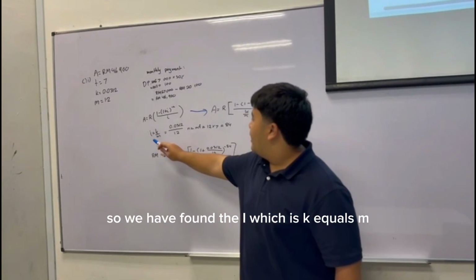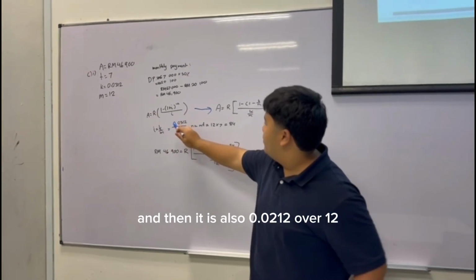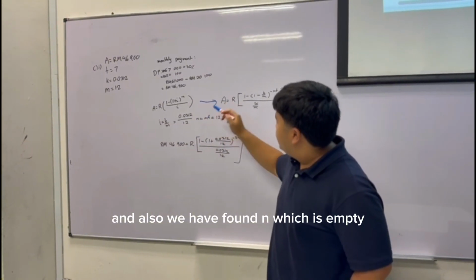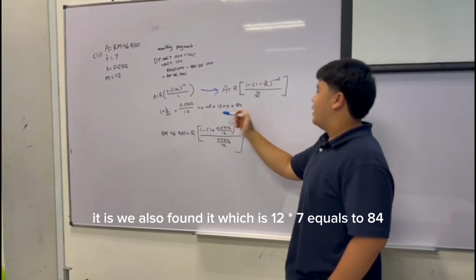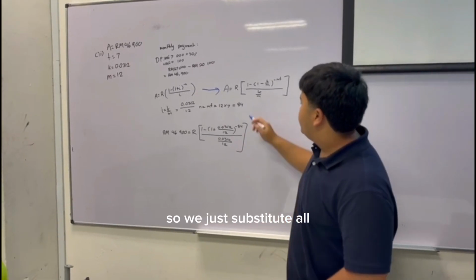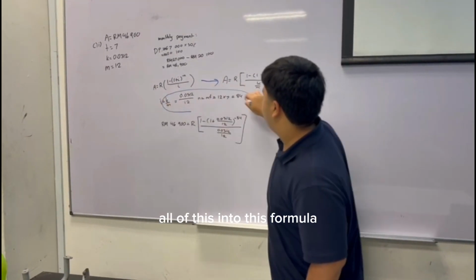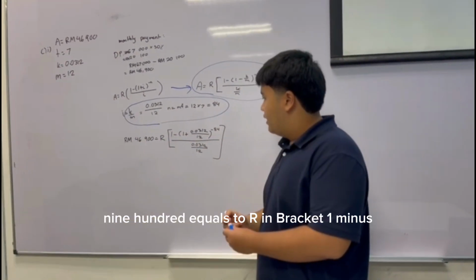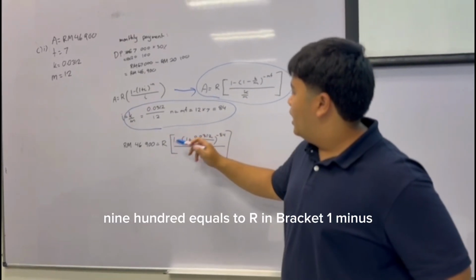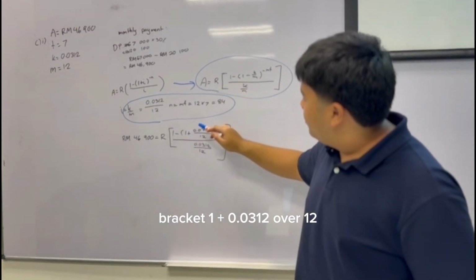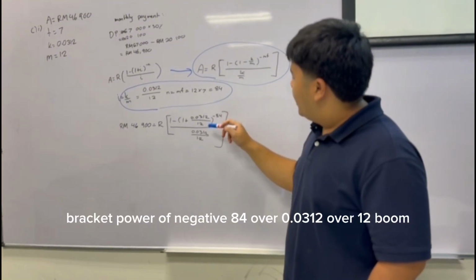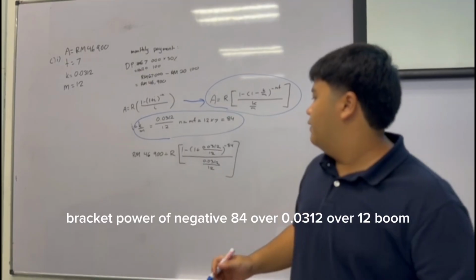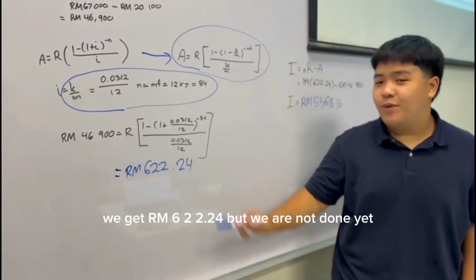So we have found the i, which is K over M, and that is 0.0312 over 12. And also we have found n, which is MT. We also found it, which is 12 times 7 equals 84. So we just substitute all of this into this formula, and we get RM 46,900 equals R in bracket 1 minus bracket 1 plus 0.0312 over 12 bracket power of negative 84 over 0.0312 over 12. Boom! We get RM 622.24.